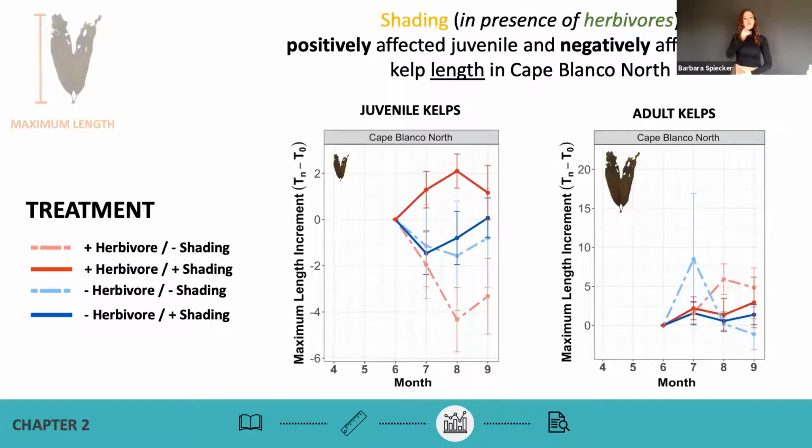So let's again use another lens here to analyze specifically the juvenile and the adult life history stages of these kelps, because that suggested that there were some nuanced differences when it came to light effects. Looking at the juvenile kelp figure there on the left, you can see that the longest length indicated is at the top with the solid red line. That is, juvenile kelp length was longest in the shaded herbivore present treatment. Now looking at the adult kelp figure on the right, the longest length there is indicated by the red dot dash line, which means adult kelp length was longest in the unshaded herbivore present treatment.